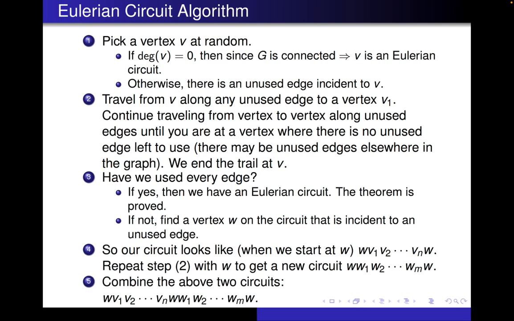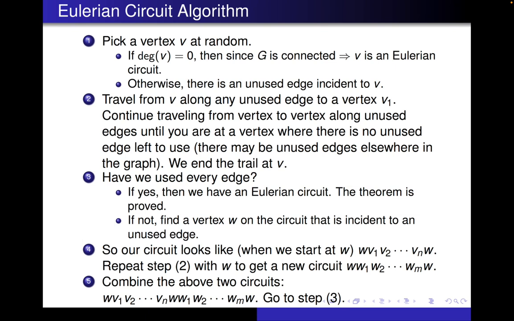We're going to start at W, go through circuit 1, V1, V2, all the way through Vn and back to W. Then go through circuit 2, W to W1 to W2, all the way to Wm and back to W. And that creates a larger circuit. And then we're going to keep on doing this over and over again. Each time we're going to go back to step 3 and ask, have we used every edge? If yes, then we're done. If not, then we're going to create another circuit and add more edges to our circuit. And we're going to keep on doing this forever and ever, or until we're able to stop.